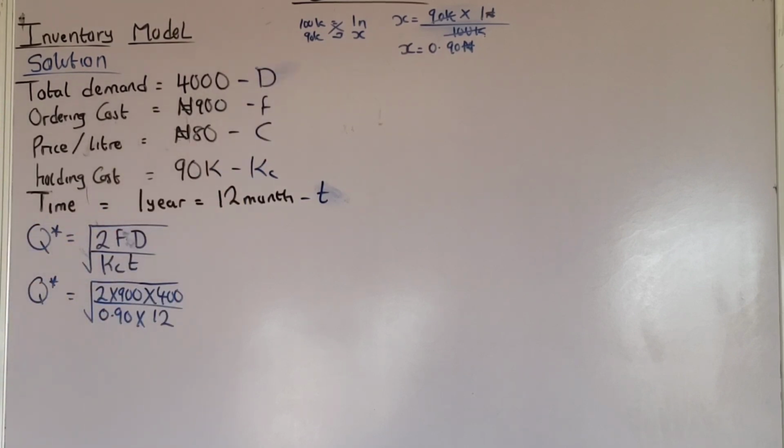100 kobo will equal 1 naira. 90 kobo will be equal to x. If you take the cross product, x will be equal to 90 kobo multiplied by 1 naira divided by 100 kobo. So that's why I have 0.90 naira. Okay? So now let's proceed.